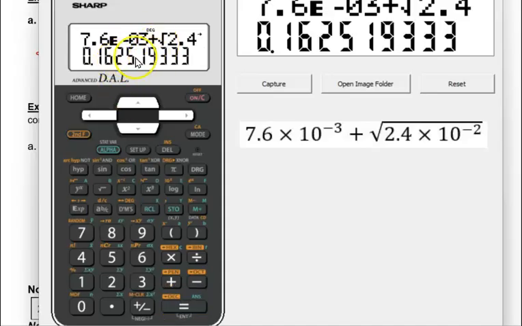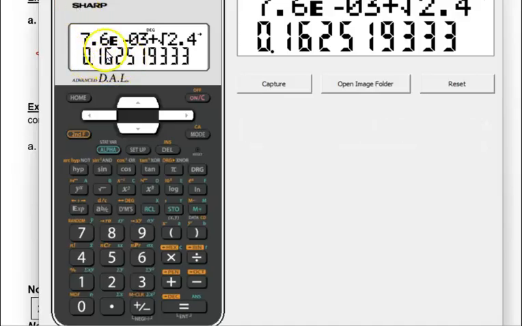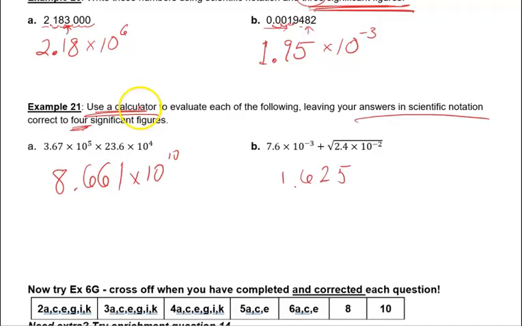Now it hasn't given me the scientific notation, and again we want 4 significant figures, so I need to get the decimal on that side of the 1, and the only way to do that is to divide by 10 to the 1. Dividing by 10 to the 1 is multiplying by 10 to the negative 1, so I would have 1.625. That's 4 significant figures, and that critical digit is 1, so that stays the same. So I'll have 1.625 times 10 to the negative 1.